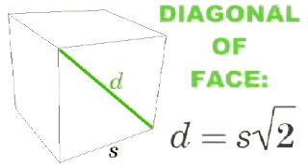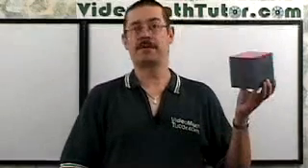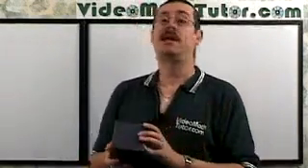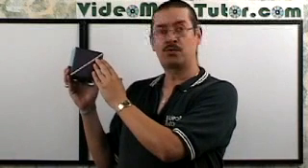For this cube, I'm going to let S be one of the sides, D is going to be the diagonal on one of the faces. Its formula is going to be D equals S times the square root of 2. Here's an example of a cube. The diagonal of a face of a cube can be seen right here.